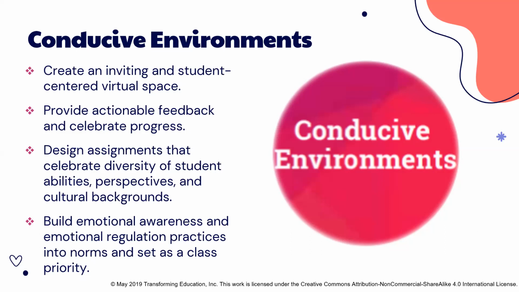And then building emotional awareness and regulation practices into norms and setting them as a class priority. So not just talking about these separately, but also emphasizing that this is a priority for us as a class, that we're going to focus on these competencies. Depending on the age and developmental levels of your learners, you could talk about them directly and what the competencies actually are, or you could reference them indirectly in more general ways. John gave some really great examples of how that can be done, just inferring to a certain idea.